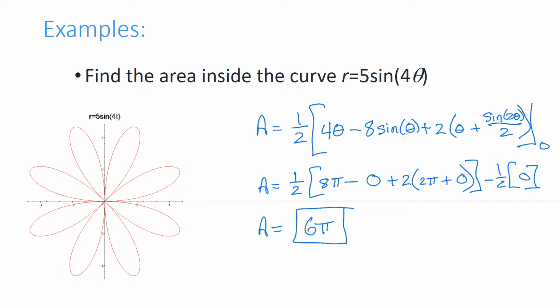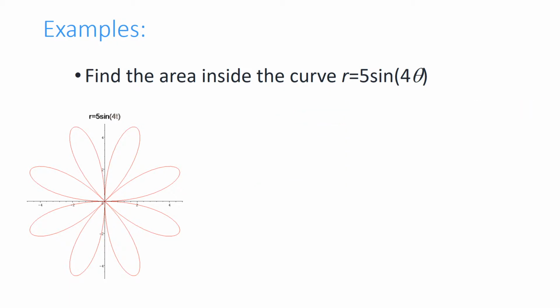Now, remember that with these curves, if you have a rose curve that has an even number, then from 0 to 2 pi traces out the curve exactly once. But if the coefficient of theta inside the sine or cosine is an odd number, then you will trace out the curve twice. And so if you did the entire curve, you'd have to divide the whole thing by 2. So let's go ahead and do this one.